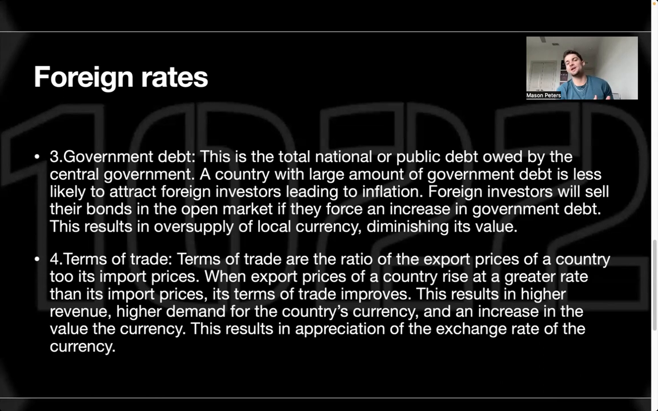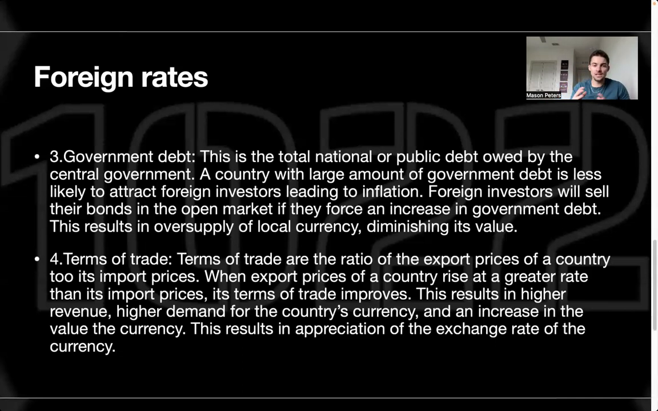When export prices of a country rise at a greater rate than its import prices, its terms of trade improves. That's pretty simple. When our prices of goods rise at a greater rate than import prices, our trade improves because we are selling more at higher prices than we are receiving more at high prices, okay? And this then results in higher revenue, higher demand for the country's currency, and an increase in the value of the currency, which then results in the appreciation of the exchange rate of the currency.